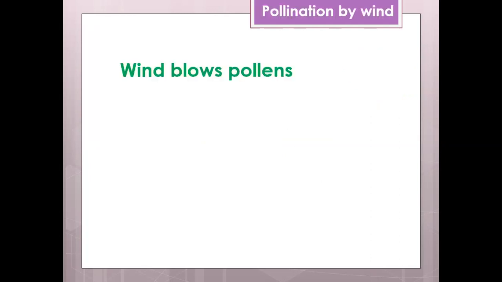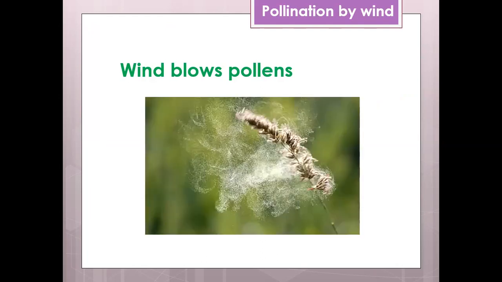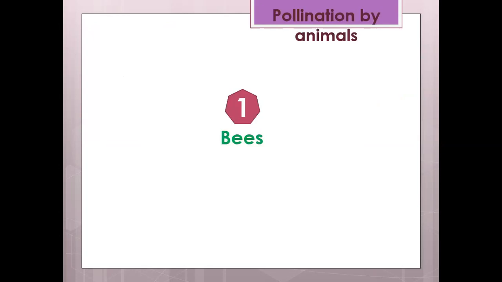Okay, we said that pollination happens by wind. How? The wind will blow those pollens to go from the male part, and then they will be stuck to the female part, to the egg. So the wind blows the pollens. And it also happens by animals.